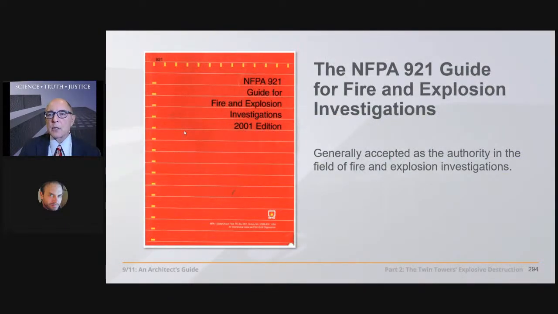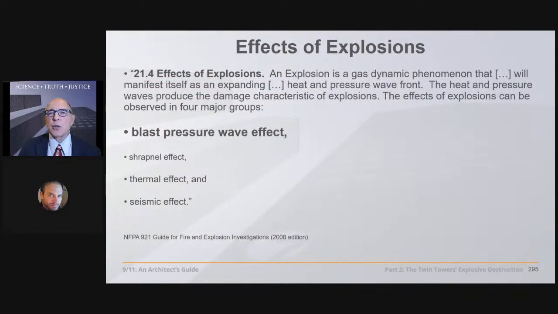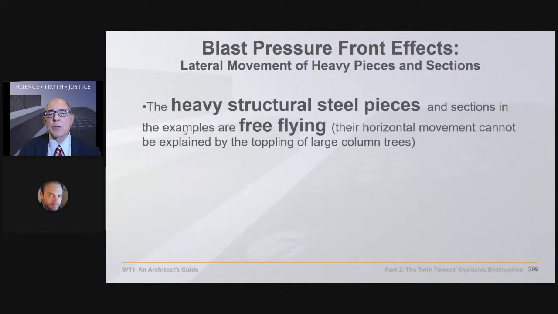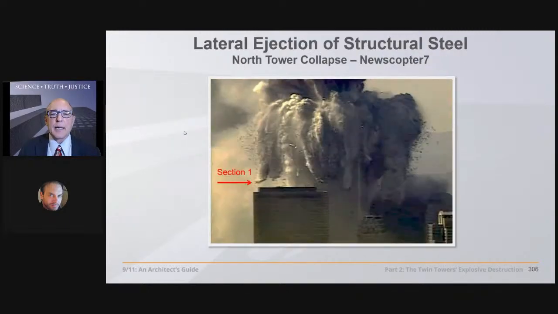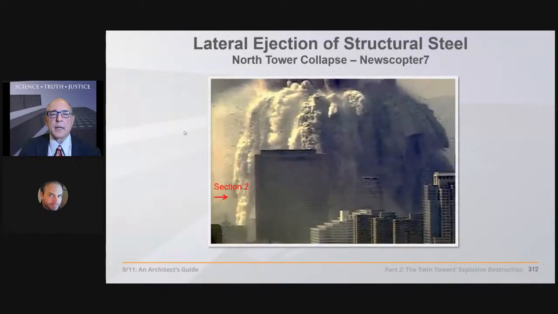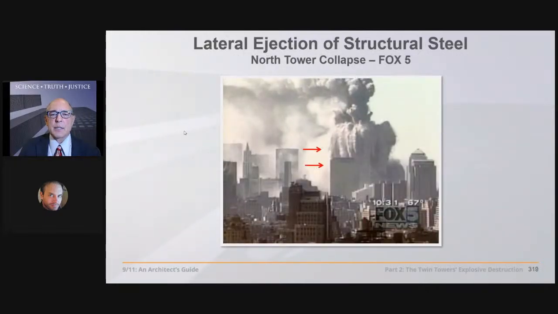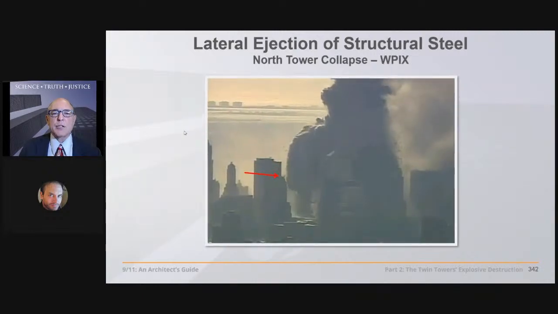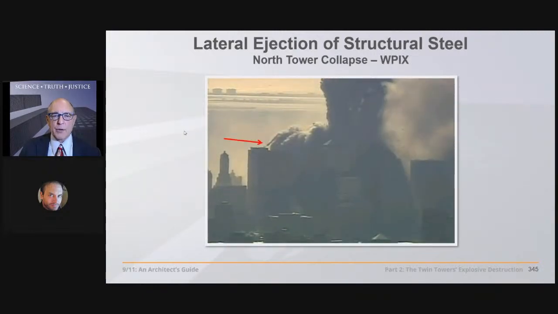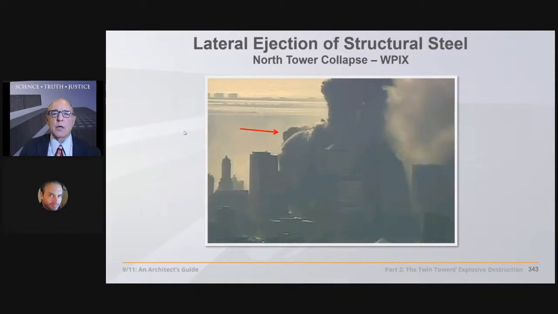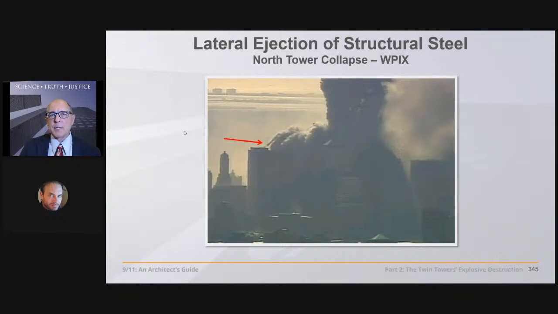The guide also says, look for blast pressure wave effects with heavy structural steel pieces freely flying, as you see here and here, descending, freely flying structural steel sections. This is not like a banana peeling, like exterior structural steel sections folding out. No, they are hurled, clearly freely flying, as you see, particularly, whoa, in this piece, back to, forward to, back to, forward to. That's 45 degrees.